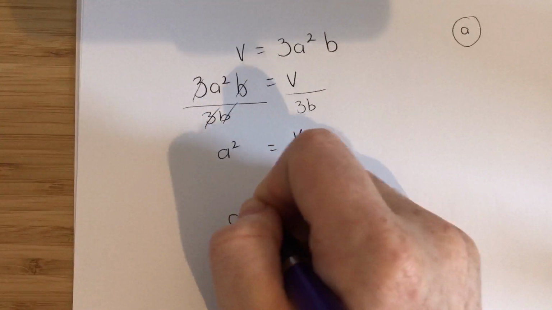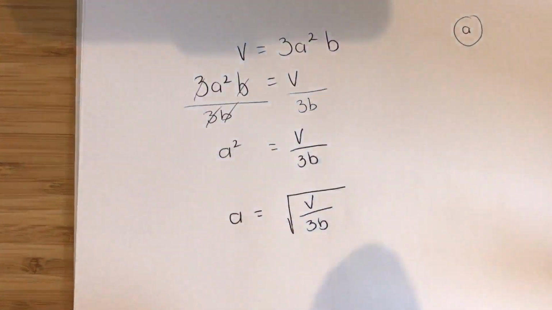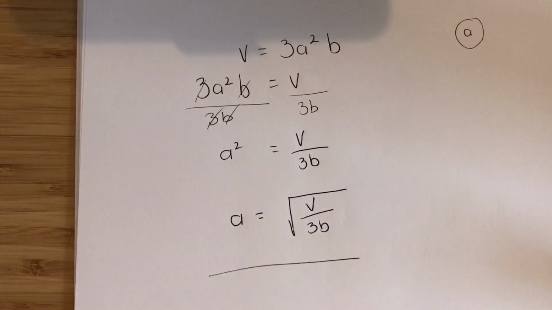So to get a by itself, we have to square root it. And if you do that, you have to square root the entire other side. So a equals square root of v over 3b.